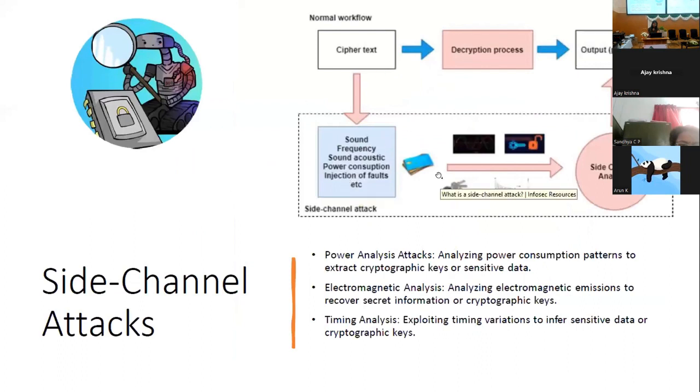Side channel attack. The types of side channel attacks I'm showing here are power analysis attack, electromagnetic attack, and timing analysis. Like the name shows, what is the power analysis attack? Power analysis means for each operation, it will take a certain amount of power, right? So by analyzing the power, the attacker can guess which operation it is or what is the key length and all. So how can we counter?